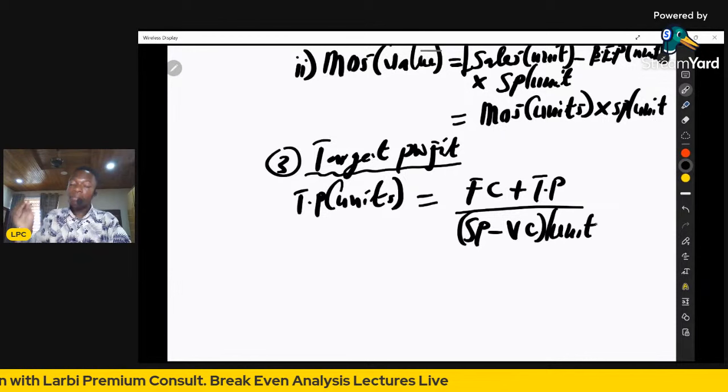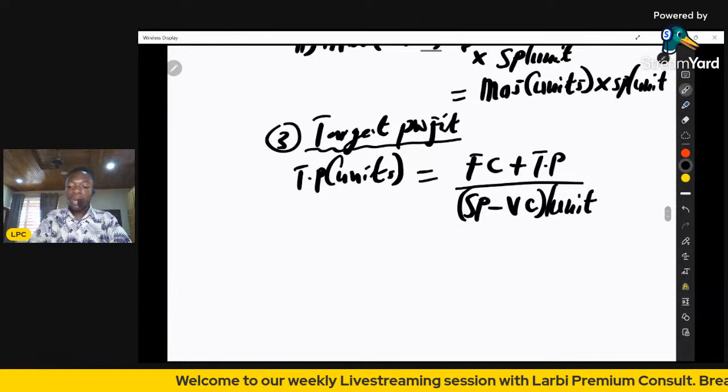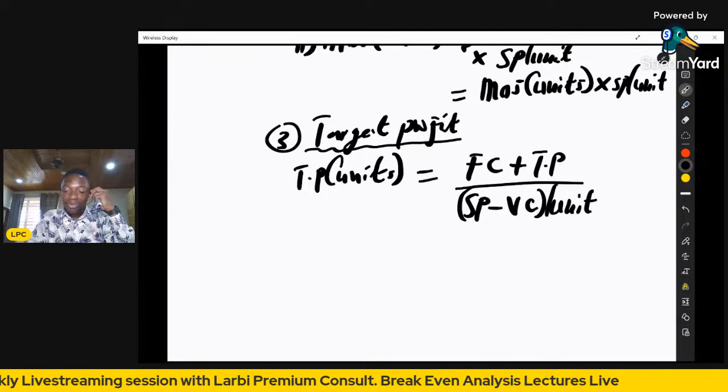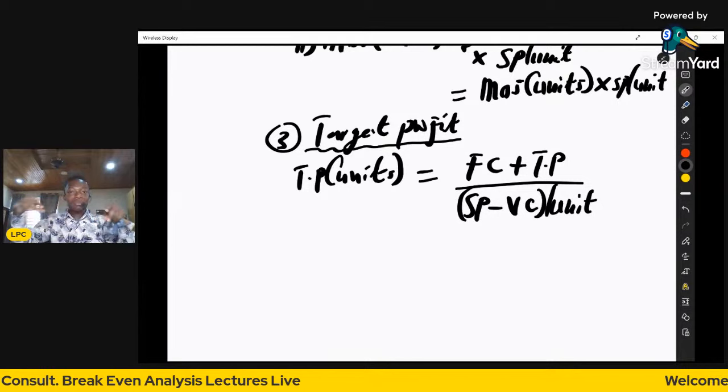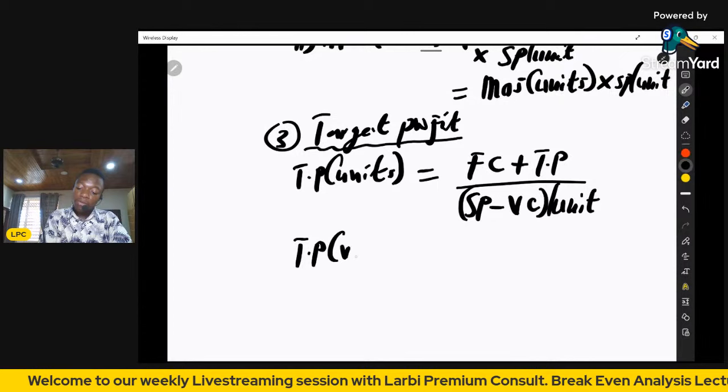And as well, if you're able to compute your target profit in terms of units, you can straight away multiply it by the selling price per unit, and that will fetch you your target profit in terms of sales, or in terms of value. This is what we need to understand when it comes to break-even. Actually, the formulas are that simple. So once you understand one, you're able to build up on the other. So we have target profit in terms of sales or in terms of value.